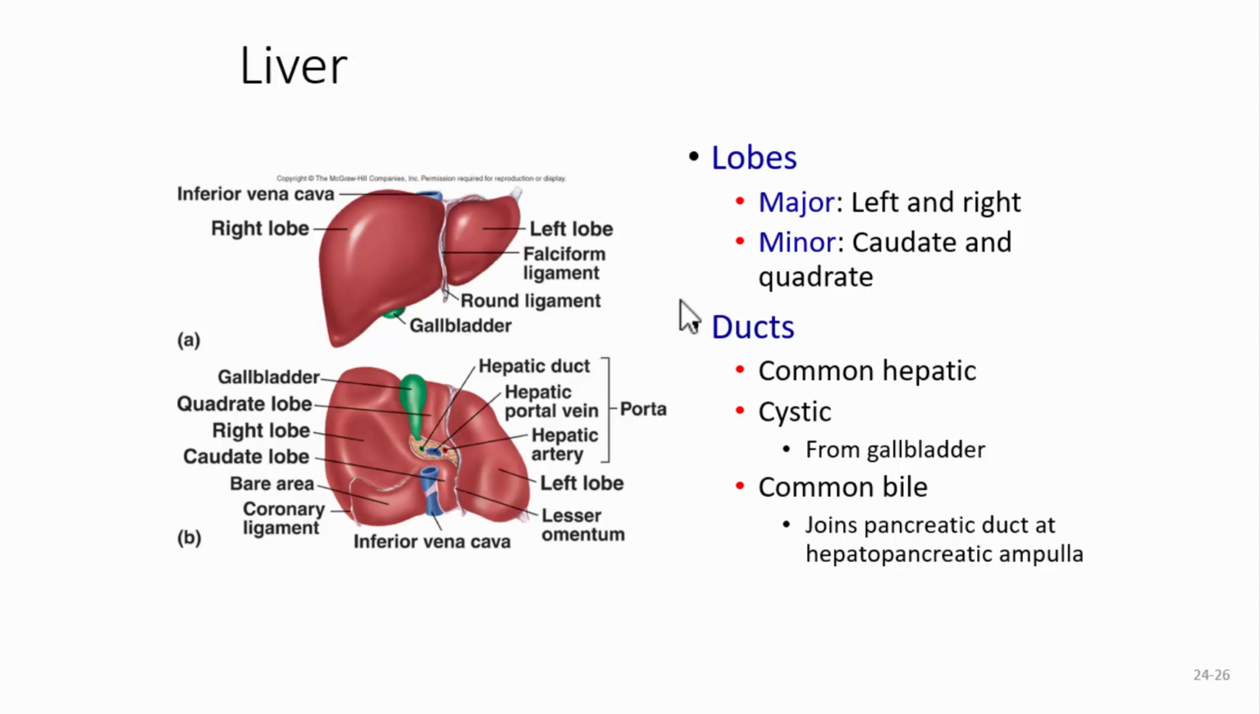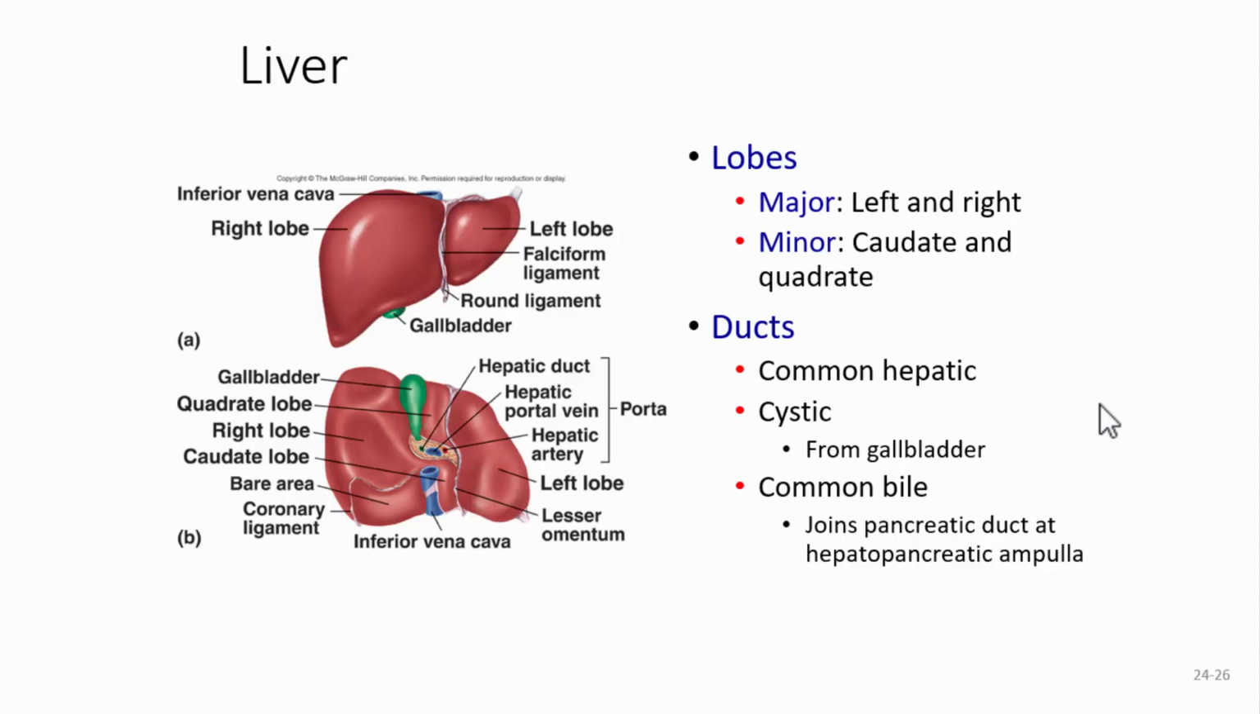And then the ducts, we have the common hepatic duct, and this is not a good picture for it, so we'll go back to another picture in a little bit. Also, I have a separate video that just looks at the ducts. But we have the common hepatic duct coming from the liver. Coming from the gallbladder, we have what's called the cystic duct.